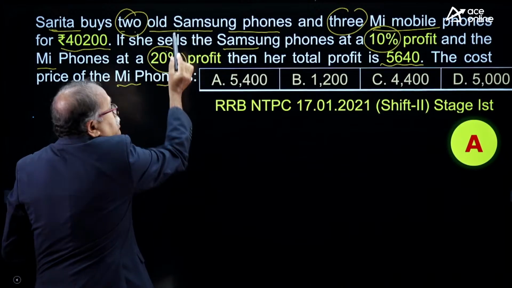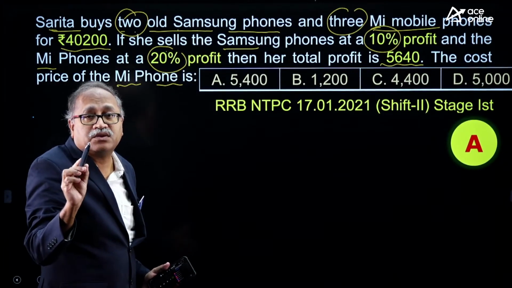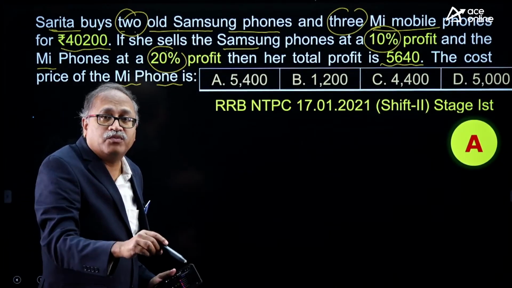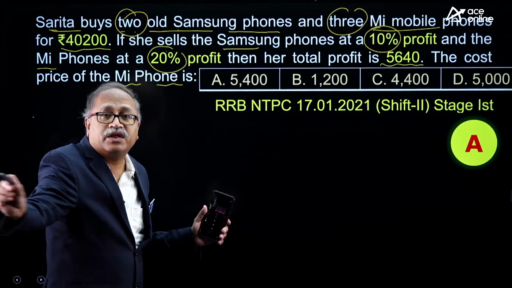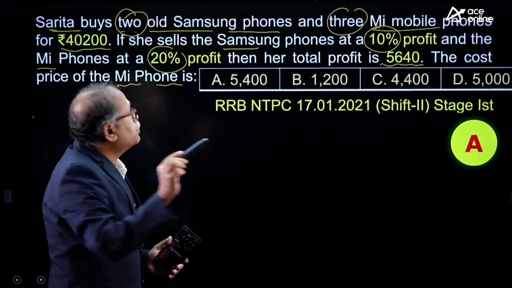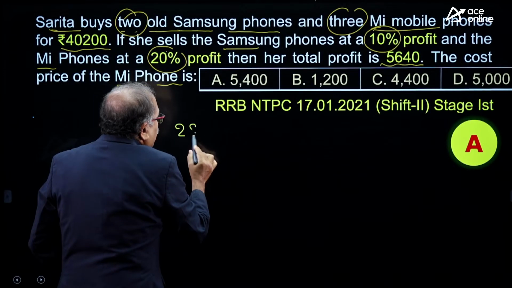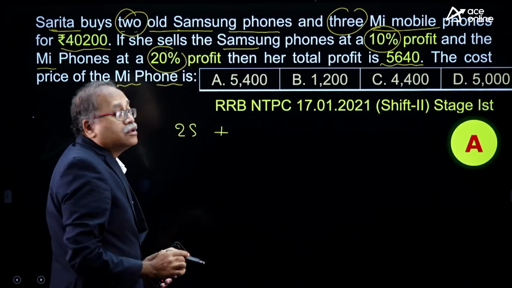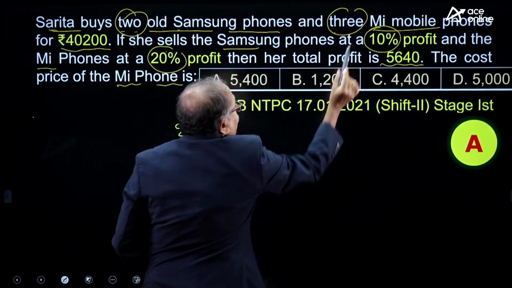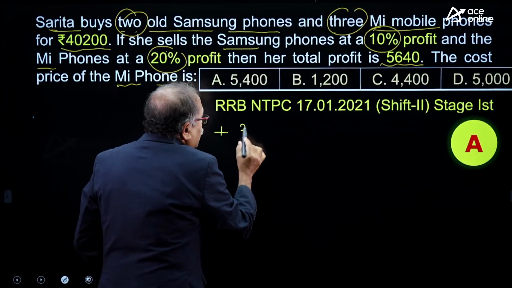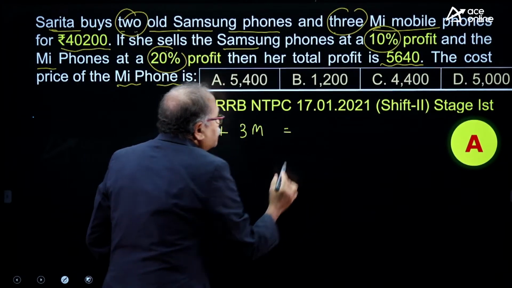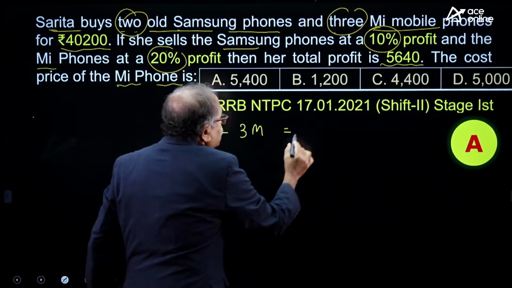Here, 2S. Look at the best way to answer the question. If you go to the book solution, you will find a very lengthy solution. The best approach is 2S Samsung phone plus 3M MI phone. So what is the total cost? It is 40,200.